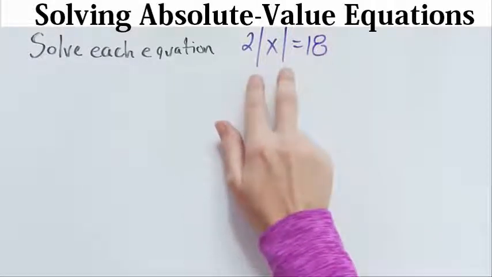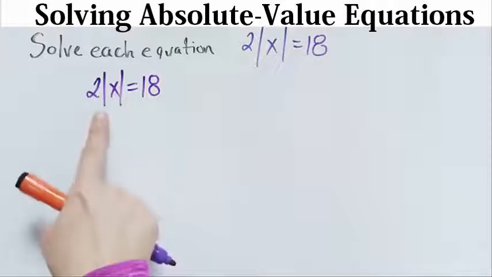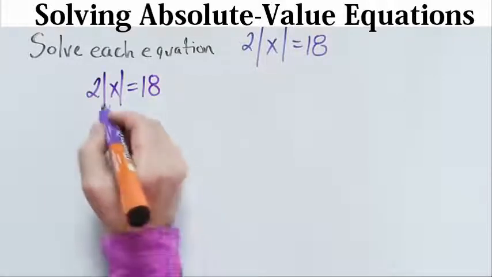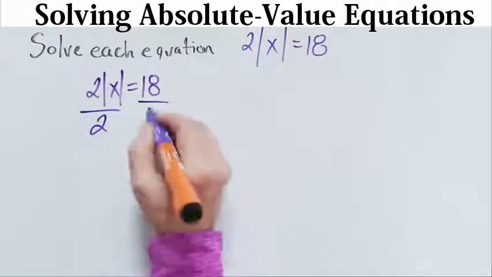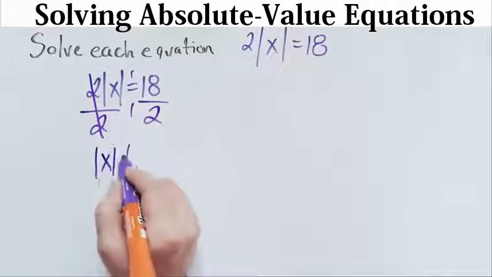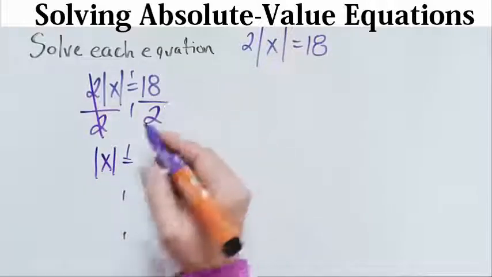So we have 2 times the absolute value of x is going to give us 18. So 2 times what gives us 18? So I want to know what the absolute value of x is going to be, which means this multiplied 2 needs to go away. You undo multiplying by 2 by dividing by 2. 2 over 2 eliminates to 1, so I have absolute value of x equaling 18 divided by 2 is 9.